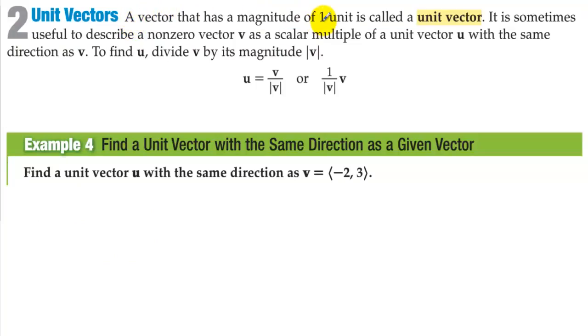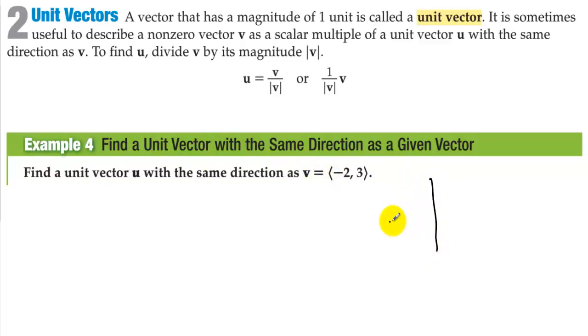A vector that has a magnitude of 1 unit is called a unit vector. So if we did the Pythagorean theorem on this unit vector, we'd have a length of 1. It is sometimes useful to describe a non-zero vector v as a scalar multiple of a unit vector u with the same direction as v. To find u, divide v by its magnitude. So here we're going to find a unit vector u with the same direction as v equals negative 2, 3.